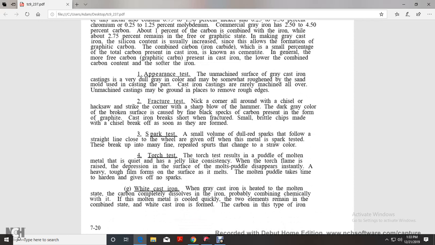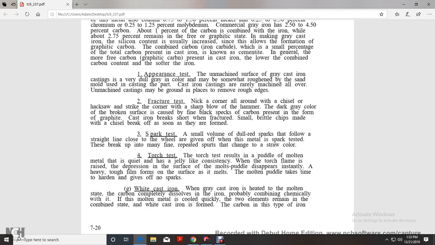Appearance: the unmachined surface of the cast iron casting is a dull gray color, somewhat rough from the sand mold. Cast iron castings are roughly machined all over, and the unmachined casting can be ground with a file to remove the rough edges. Fracture test: nick the corner all around with a chisel or hacksaw, and give the corner a sharp blow with a hammer. The broken surface shows a dark gray color with fine black specks of carbon present in the form of graphite.